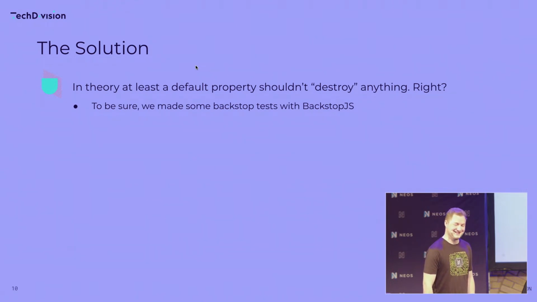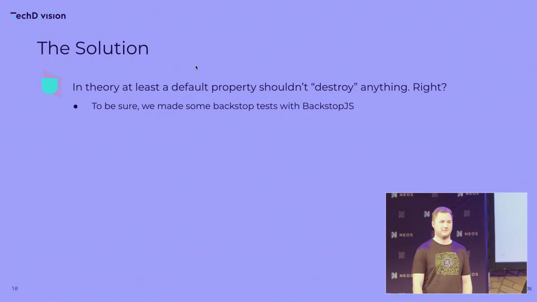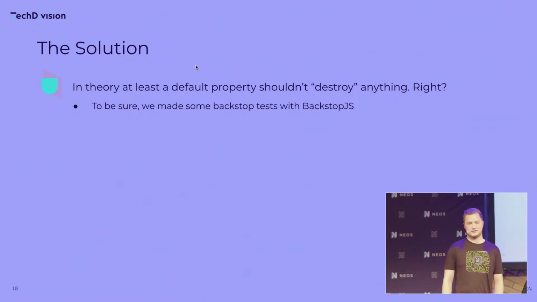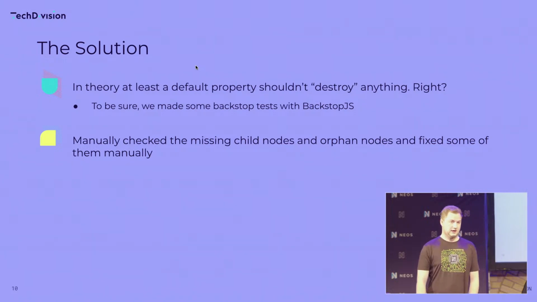To be sure, we made some backstop tests with backstop.js to have a kind of broad overview, but for a project of this size, I think it's quite a nice way to quickly see if there are major things broken. So we made some backstop tests to always have a reference and to quickly compare before and after the node repair. We manually checked the missing child nodes, and we checked the orphan nodes and fixed some of them manually.